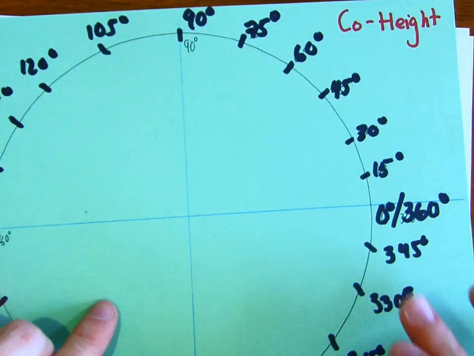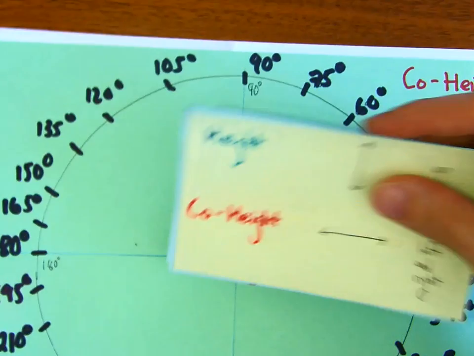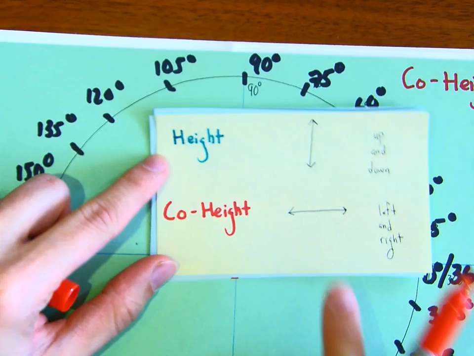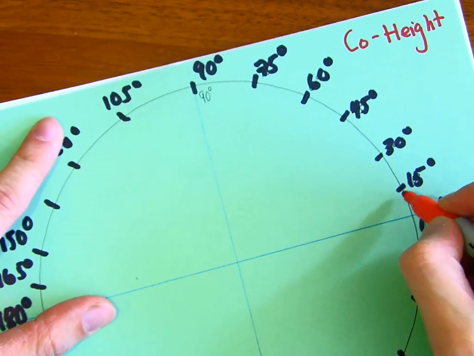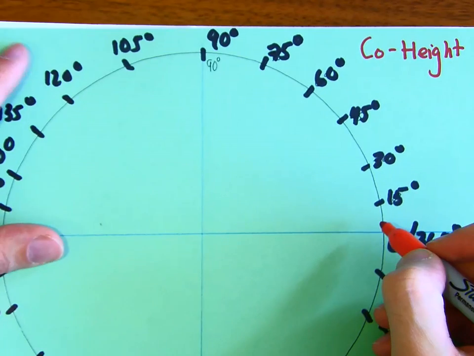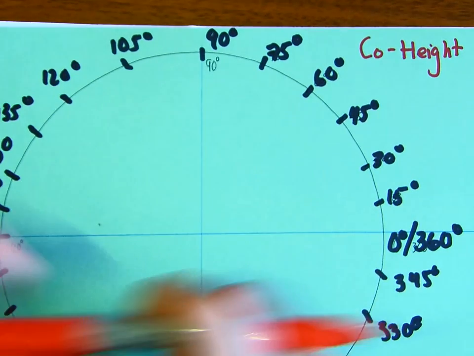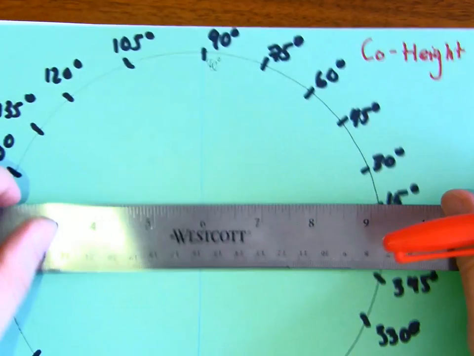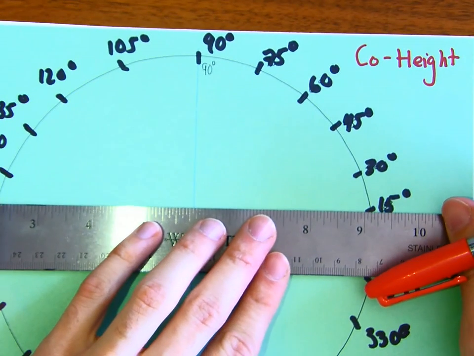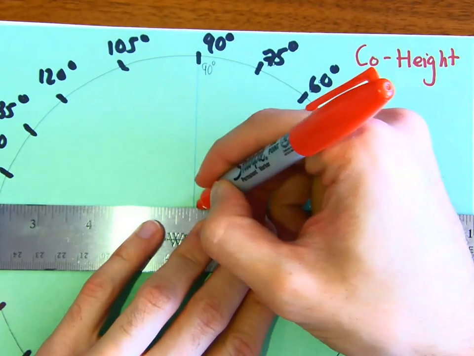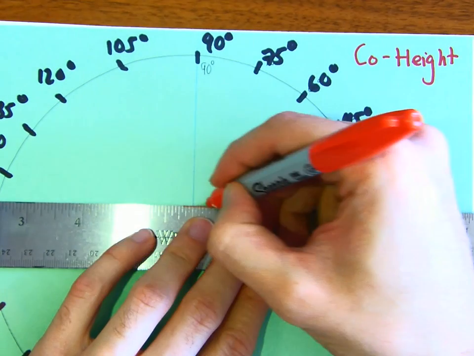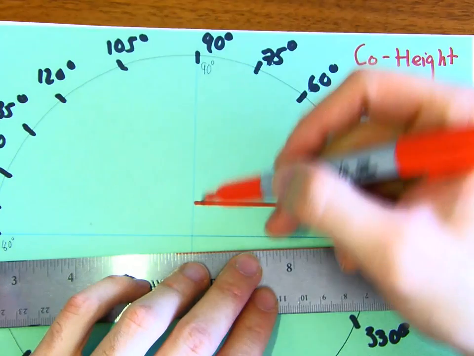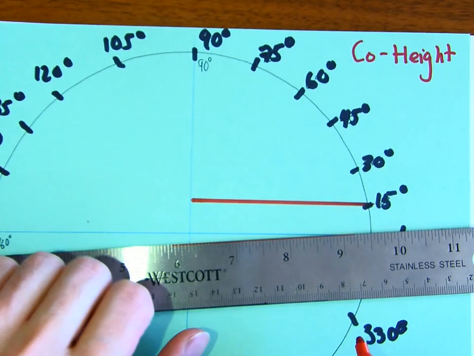The idea with CoHeight is we're going to go left and right. So from here, at 15 degrees, we don't go down to the x-axis. What are we going to do? We're going to go left to the y-axis, and we're going to calculate this distance here.